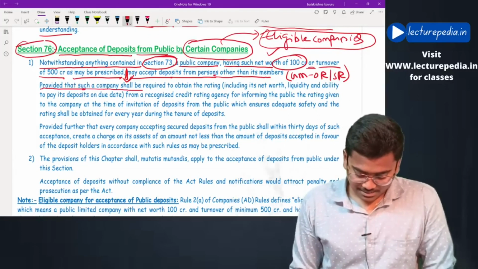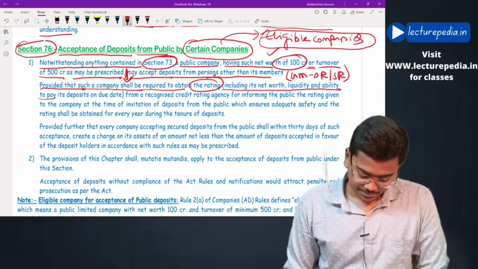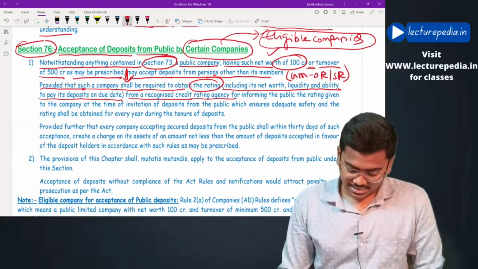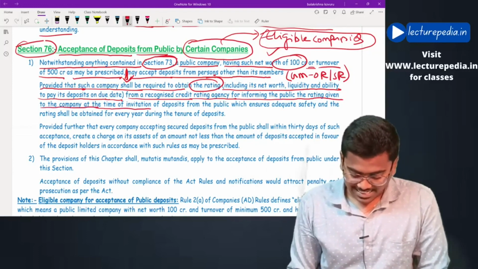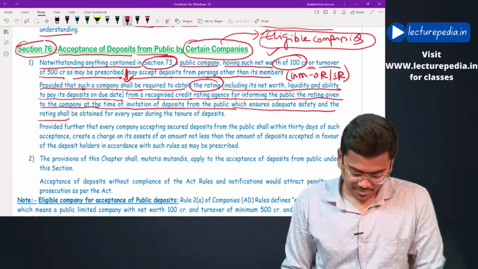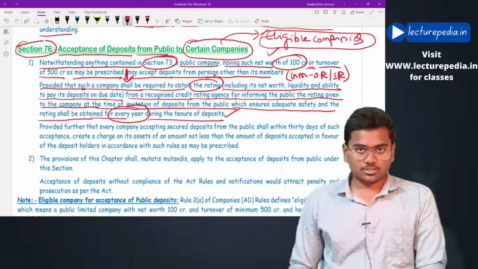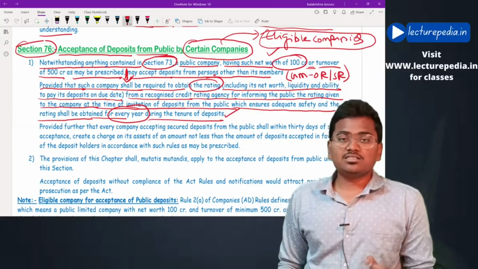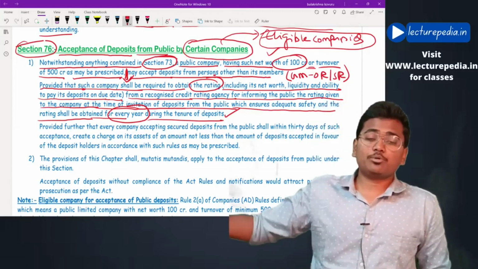Provided that such a company shall be required to obtain a rating, including its net worth, liquidity and ability to pay its deposits on due date, from a recognized credit rating agency for informing the public the rating given to the company at the time of invitation of deposits from the public, which ensures adequate safety, and the rating shall be obtained for every year during the tenure of deposits. Okay, if you are raising deposits from the public, obtaining a rating is mandatory, and it should be obtained for each year, till the deposits have been repaid.